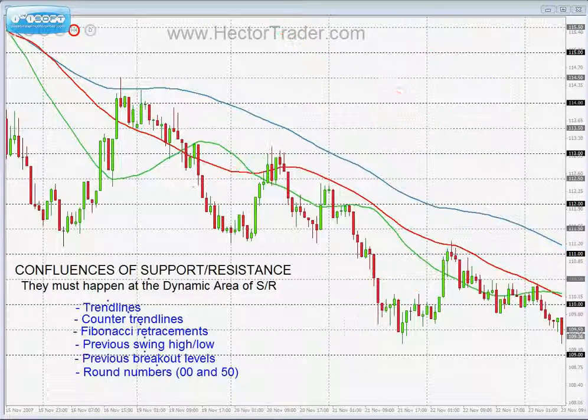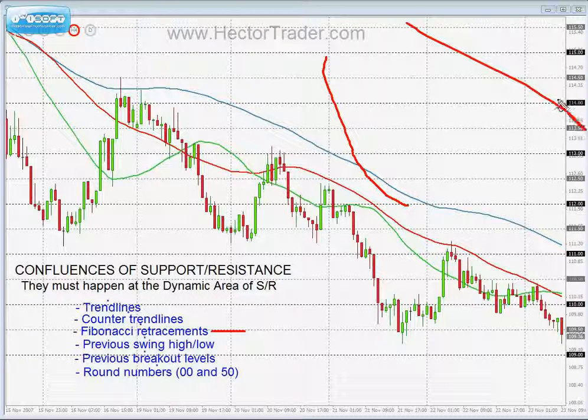Thirdly, the third element I usually look for in order to build up my confluences is Fibonacci retracements. As you have a swing low, let's assume in a downtrend, you measure the top of the swing with the low of the swing, and then you get different levels of possible retracements. As price retraces back up, it might find resistance at these different levels.